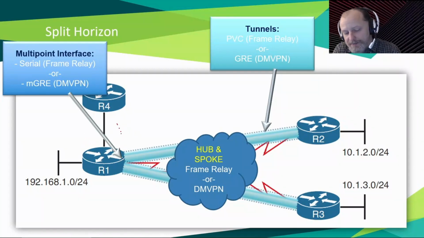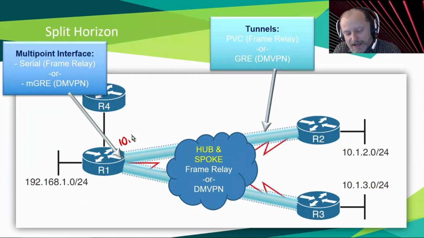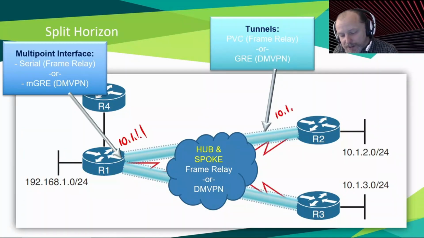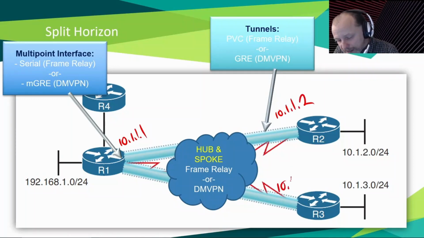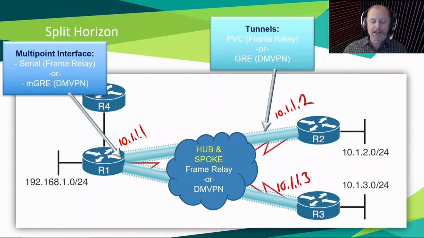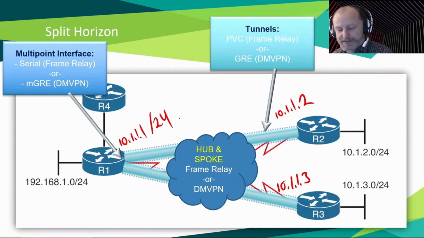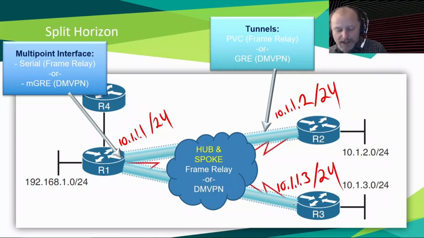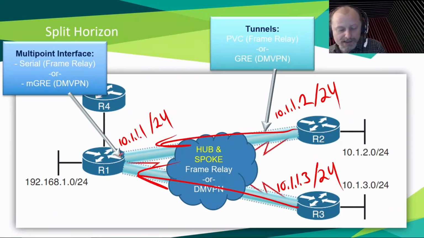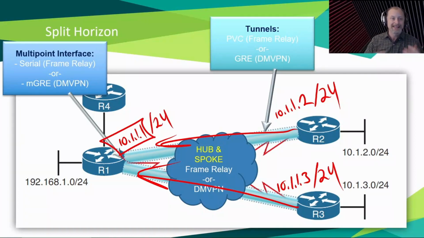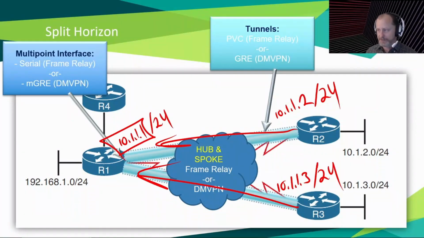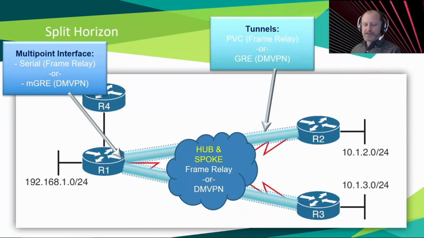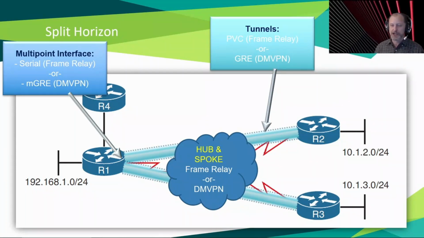So, say this is 10.1.1.1, and over here it's 10.1.1.2, 10.1.1.3. Notice they're all in the same subnet. Let's just keep it easy. Say it's a /24, right? They're in the same subnet. These are going to the same IP address. Okay, it's a multi-point interface on the left there. Okay. So those are frame relay tunnels or GRE tunnels or whatever.